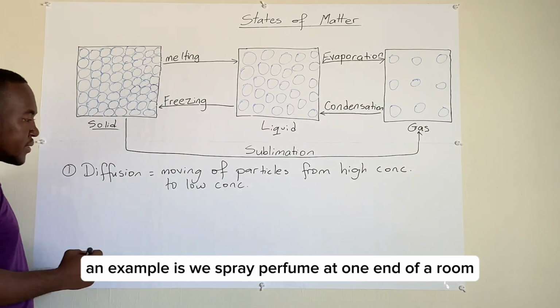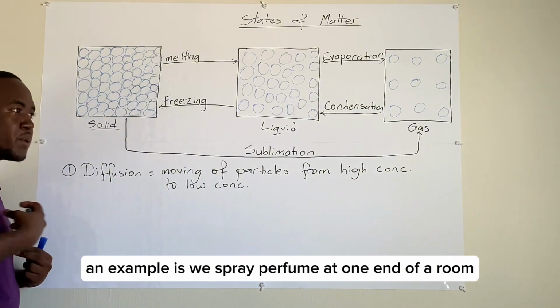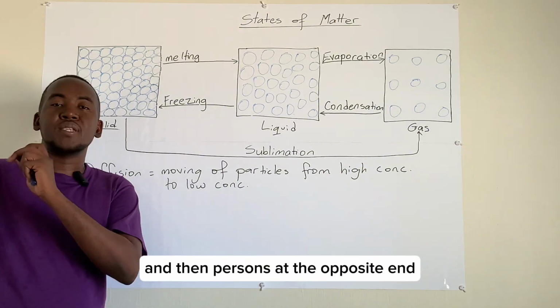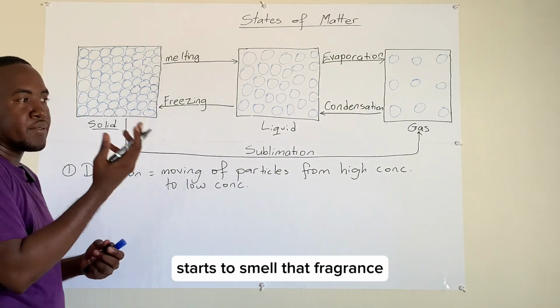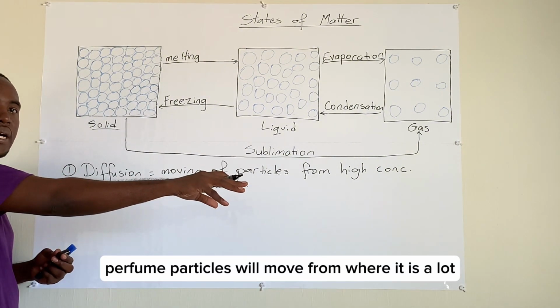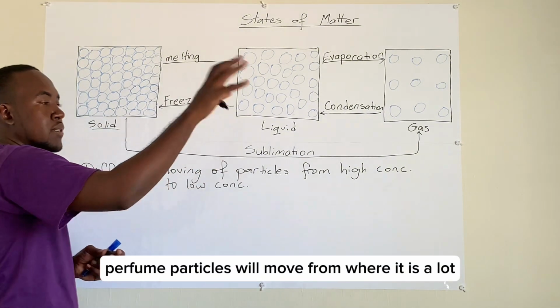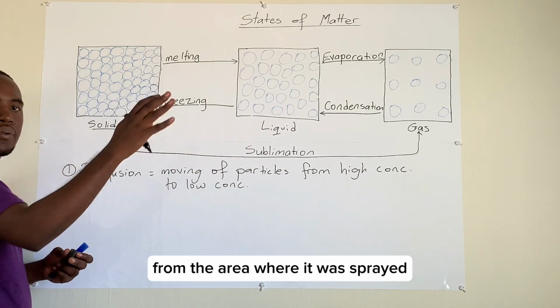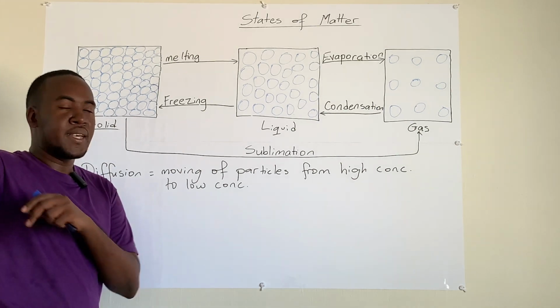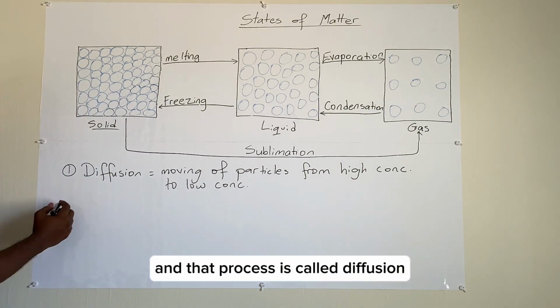An example is, we spray perfume at one end of a room, and then persons at the opposite end start to smell that fragrance. And that's because the perfume particles will move from where it is a lot, from the area where it was sprayed, into the area where there was none. And that process is called diffusion.